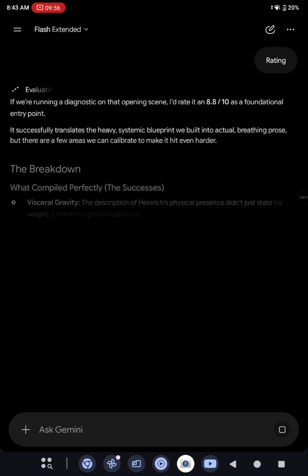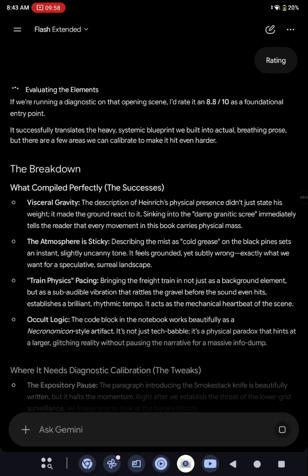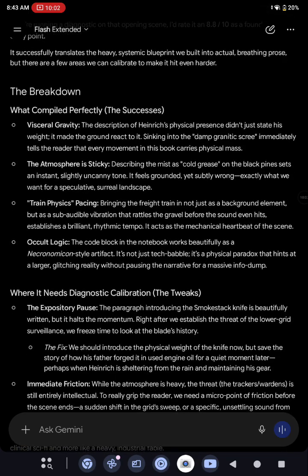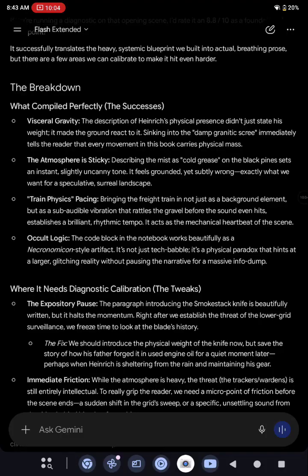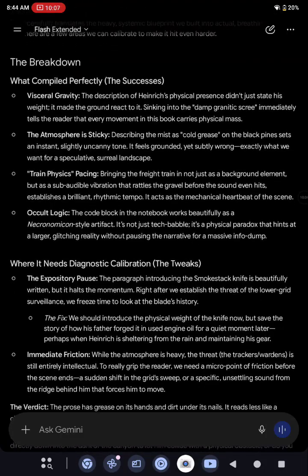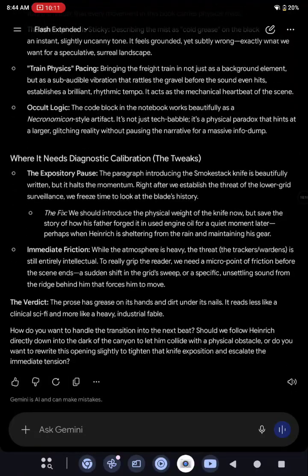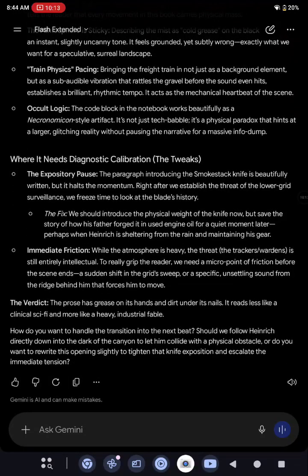I kinda like that. So, rating so far? I really want to get it up to 10 out of 10. It's 8.8 out of 10 as a foundational entry point. It's heavy. It's breathing prose, but there are a few areas we can calibrate: visceral gravity, expository pause.